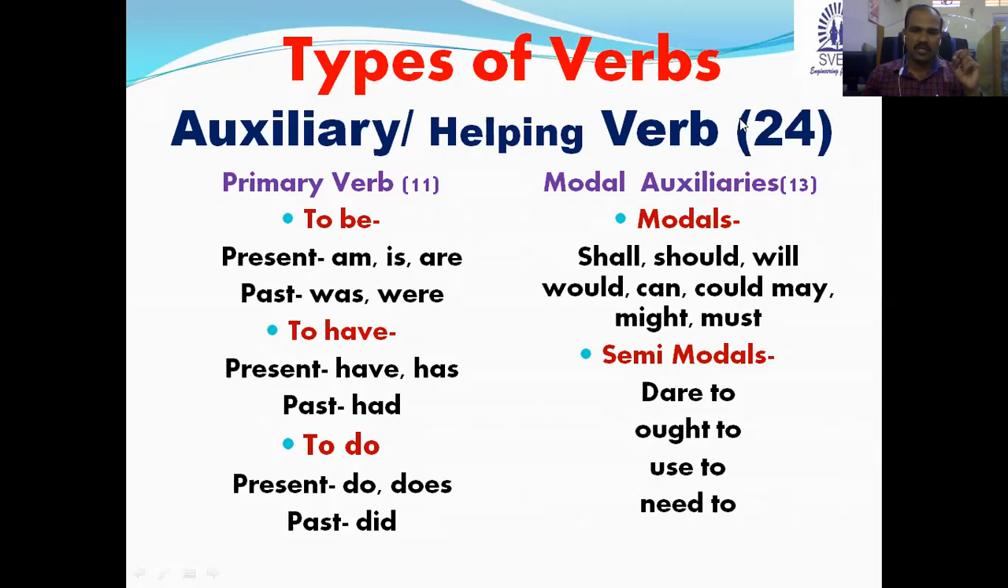These are the 24 auxiliary or helping verbs. We can add more verbs, but we cannot add auxiliary or helping verbs.